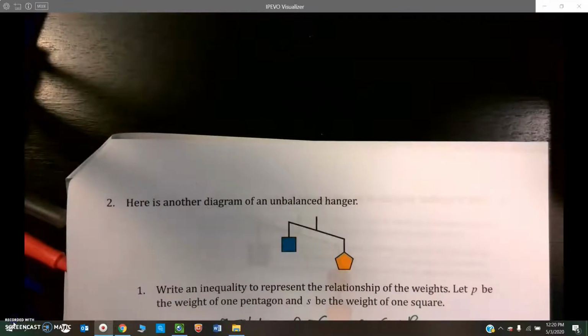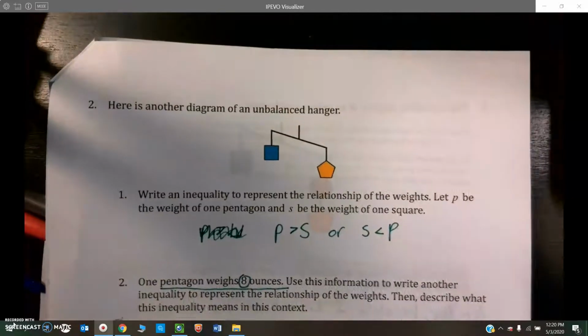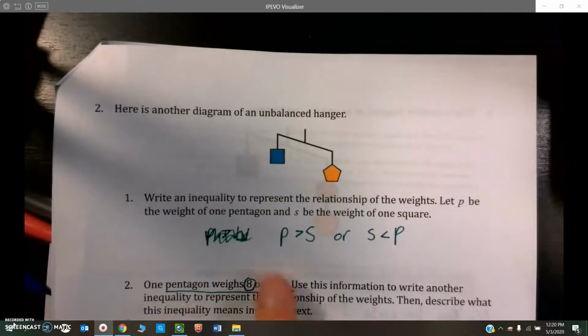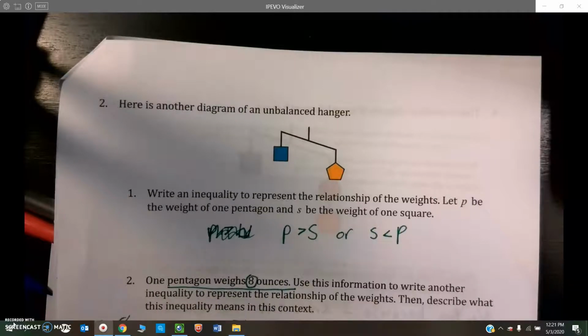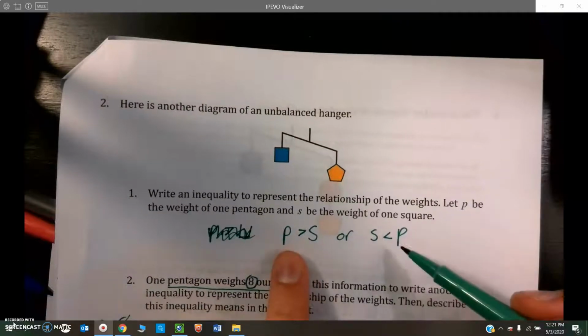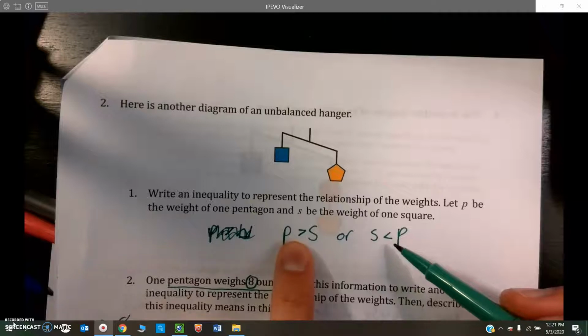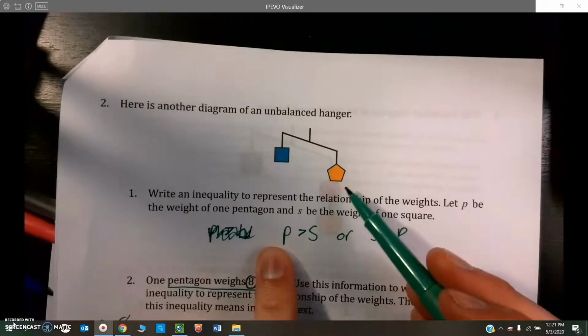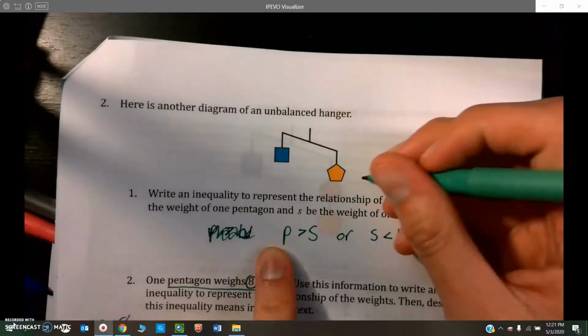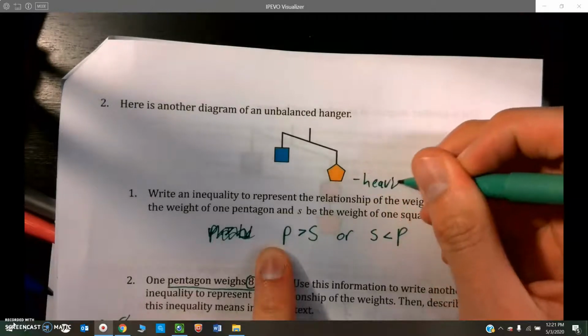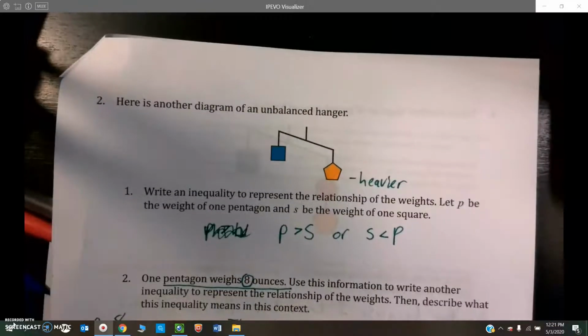Alright, so here is that other hanger. And here are the two inequalities you could have written. Either pentagon is greater than square, or square is less than pentagon. They both mean the same thing in both instances. The inequality symbol, its mouth is facing pentagon because the pentagon is heavier, right? Anything that weighs a scale down is the heavier object.